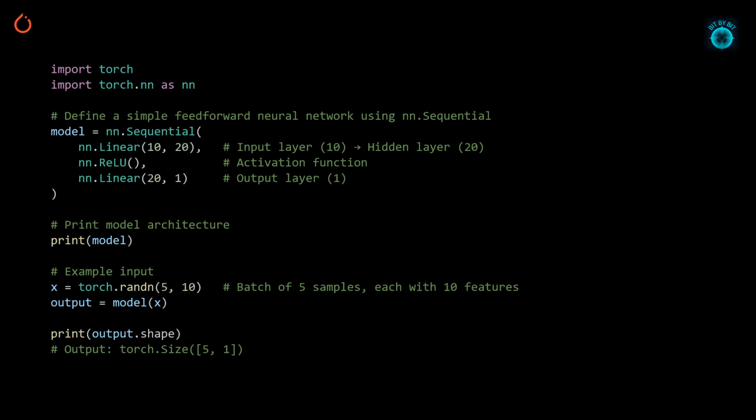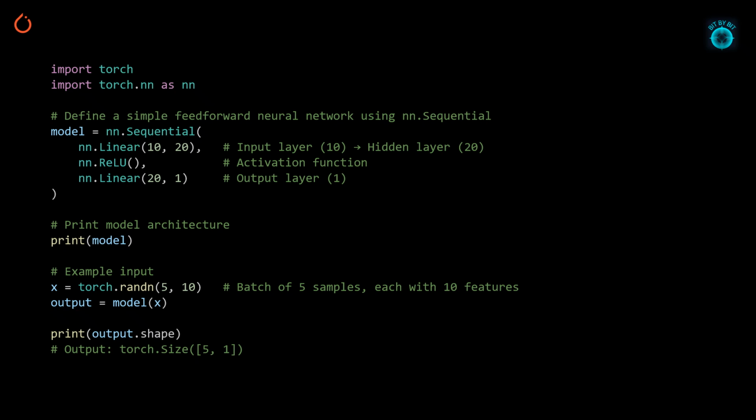We start by importing torch and torch.nn. Then we define a model using nn.Sequential. This is a convenient way to stack layers in order. In this example, we create a fully connected network with an input layer of size 10, a hidden layer of size 20, followed by a ReLU activation, and an output layer that produces a single value. We print the model to see its structure.